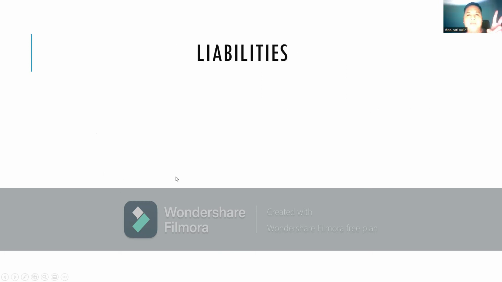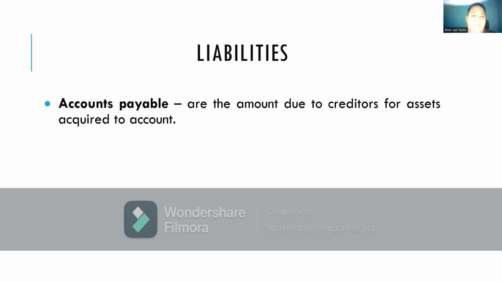So next is the second part of the major accounts, which is the liability. We have the accounts payable, or the amount due to the creditors for assets acquired on account. Some other clients are purchasing different products, but they do not issue money; they are going to pay with the use of credit cards. Therefore, the credit card is considered as credit, and this is the obligation to pay by the holder itself.